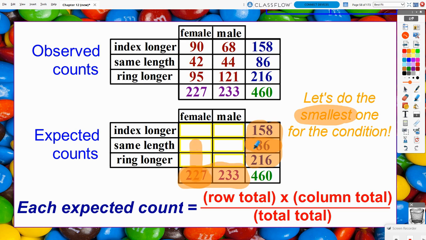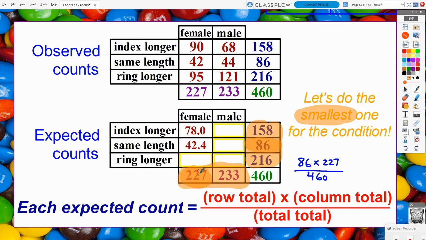And where those intersect, this would be female and same length, that would be our smallest expected count. So if we took 86 times 227 divided by a grand total of 460 people, the smallest expected count is 42.4. Now remember, all we really need to do is figure out one more expected count in this 3x2 table. So for instance, if I figured out how big that number was by using the same formula, then I can get 78.0 here.